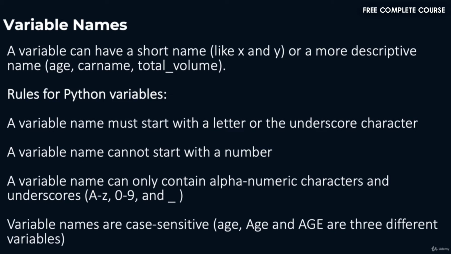So this is what we were talking about in the previous video. All lowercase, capital A, and in the example that we did, capital J and lowercase j, and then age. So lowercase age, capital A with age, and then all caps for age are three different variables. So there's a lot of different ways that you can name a variable. So now let's dive back into our variable notebook and take a look at this.